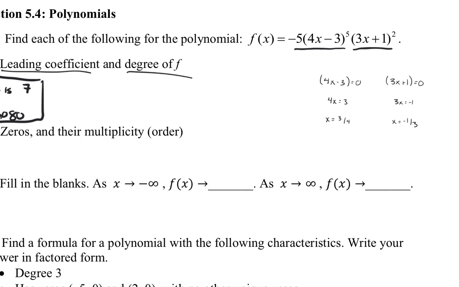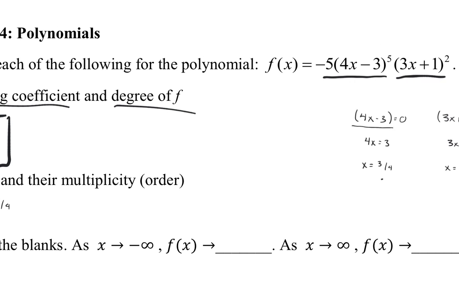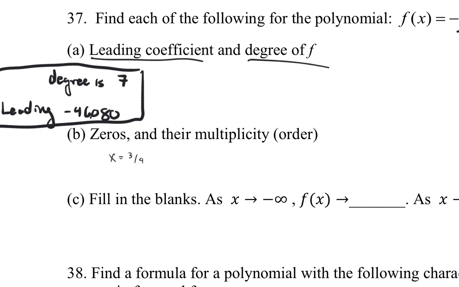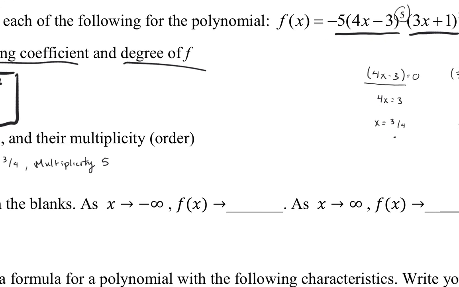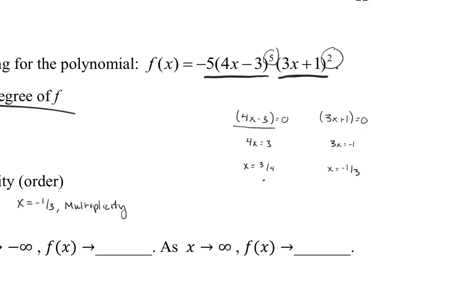So now if we were to talk about multiplicity, though, we have x at 3/4. That comes from 4x minus 3, and those occur 5 times. So we have x at 3/4, multiplicity of 5. And then we'd have x equals negative 1/3, multiplicity here. This comes from this, so we'll have multiplicity of 2.